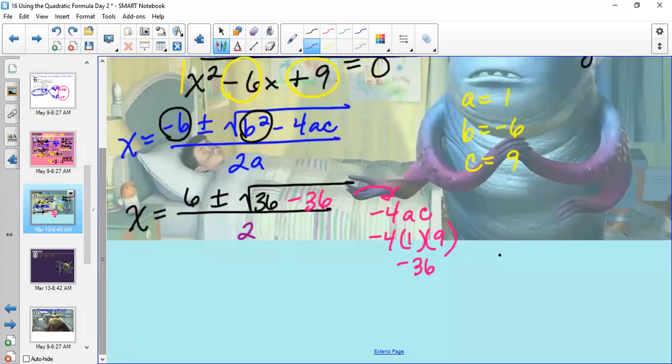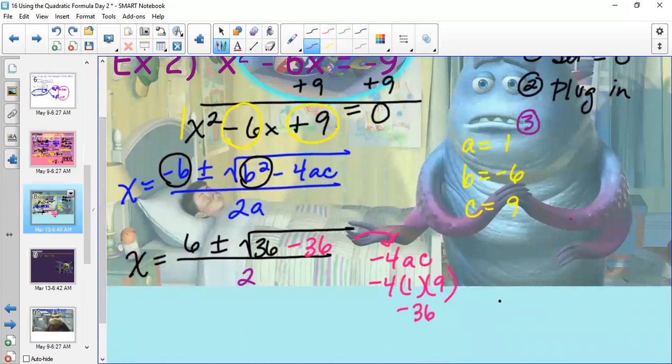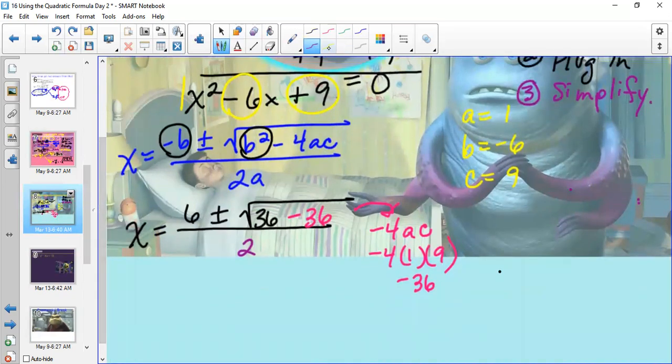And step 3 is the cleanup process, so simplify. All right, so first thing we need to do is clean up underneath our square root. If we do 36 minus 36, that gives us 0.